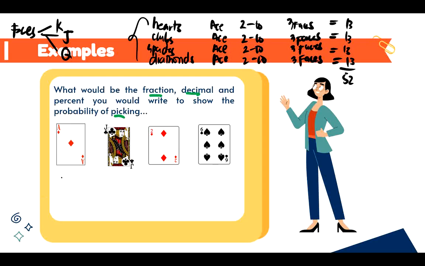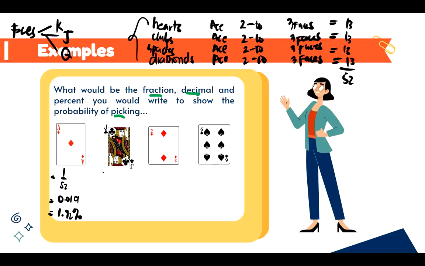Now, back to this question: what is the probability of getting the ace of diamonds? We know that the ace of diamonds is only one out of the 52 cards. So the probability of getting it is 1/52. If we convert this into a decimal, we get 0.019. If we convert this into a percent, we have 1.92%. You can counter-check this on your calculator, class.